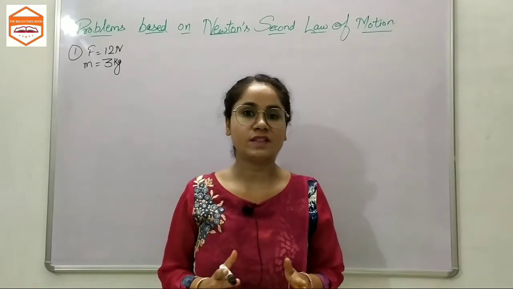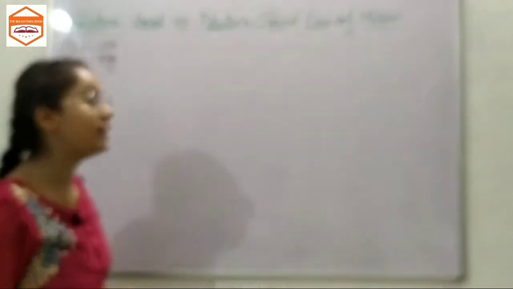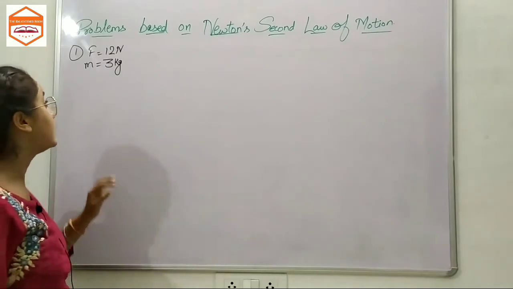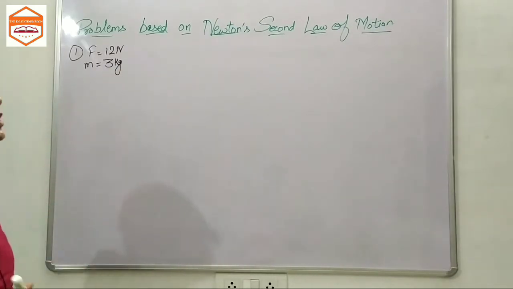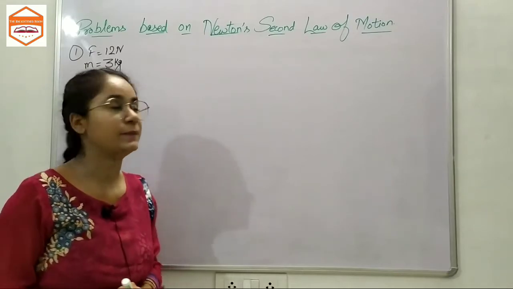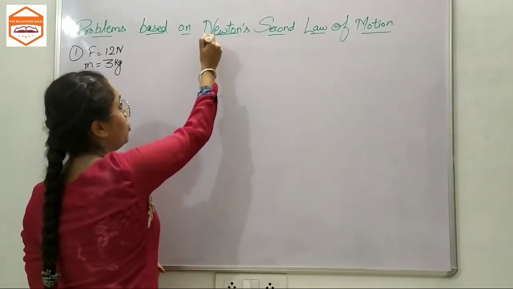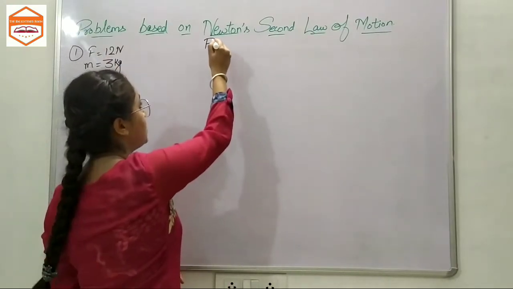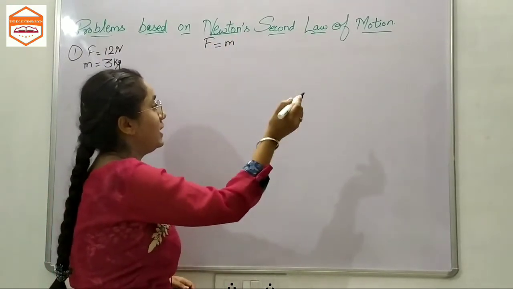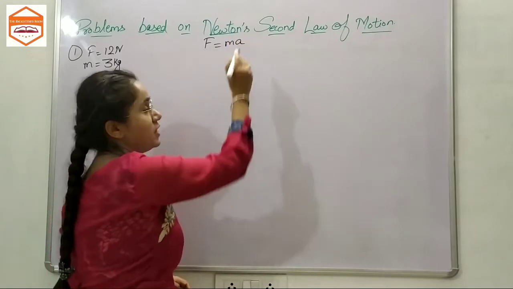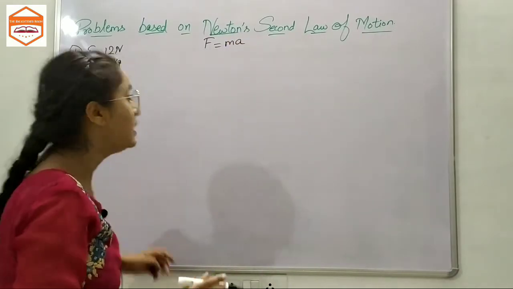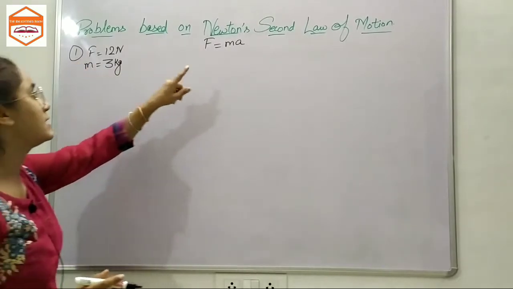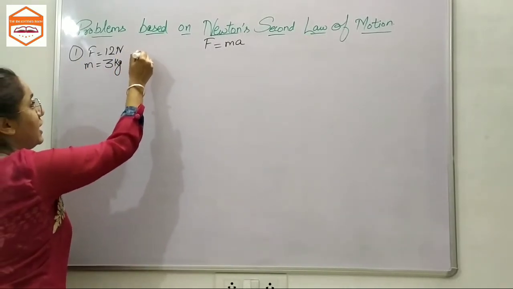Now according to this first problem, the force F is given as 12 Newton and the mass m is given as 3 kg. And what does Newton's second law of motion say? It tells us that the force acting on any body is equal to the product of the mass of that body times the acceleration of that body, right? So you are given force here, you are given mass here, and what you need to find is acceleration.